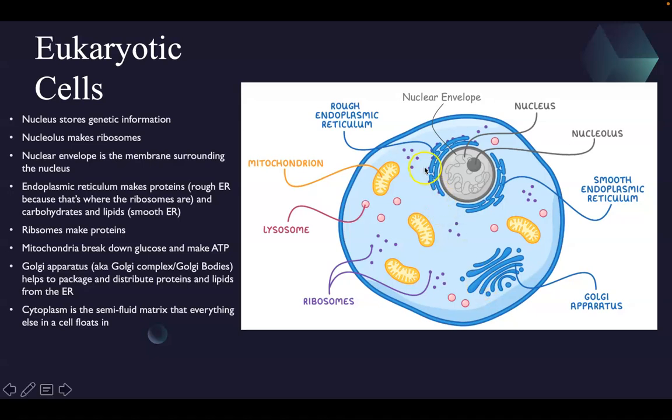So we've got proteins coming from the rough ER and carbohydrates and lipids coming from the smooth ER, but those need to be packaged in a way that is receivable wherever they need to go. And so that's why they go from the ER to the Golgi apparatus. That way they can be rearranged, packaged, and then distributed where they need to go. The cytoplasm isn't really shown here, but it's just basically the semi-fluid matrix that everything within a eukaryotic cell is floating in. So that is filling the entirety of the cell.